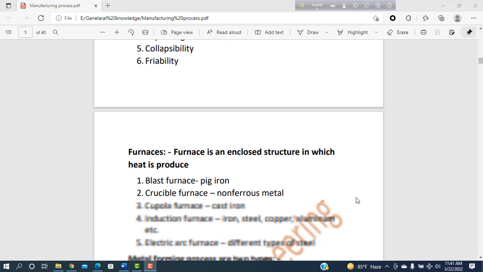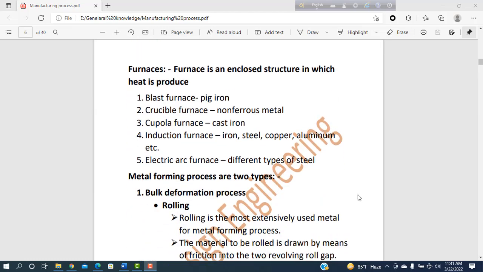Furnaces. A furnace is an enclosed structure in which heat is produced. There are different types of furnaces: blast furnace, which produces pig iron; crucible furnace, which produces non-ferrous metal; cupola furnace, which produces cast iron; induction furnace, which produces iron, steel, copper, aluminum, etc. Electric arc furnace, which produces different types of steel.